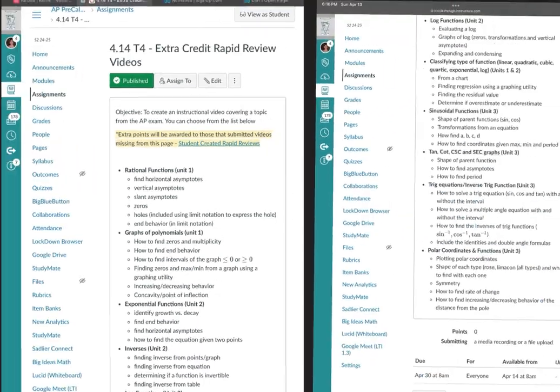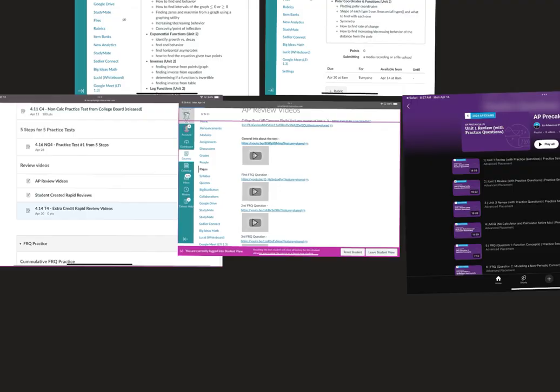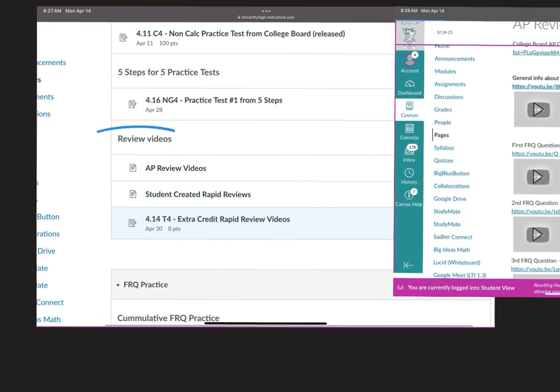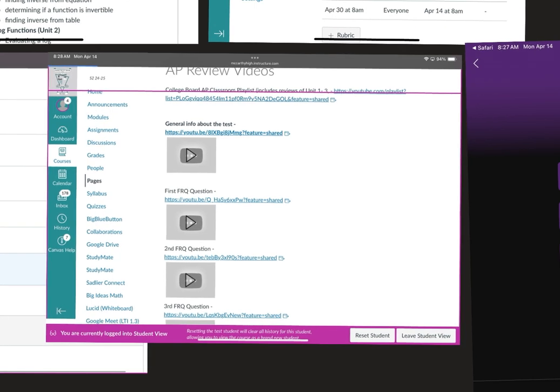It is linked to a page that says, okay, so on the module that says AP Review, underneath this section that says Review Videos, there's 3 things that are there for you now. One is the AP Review videos. When you click on the AP Review videos, it's going to take you to a page, okay? The page has multiple things.